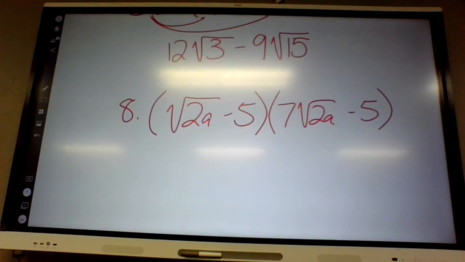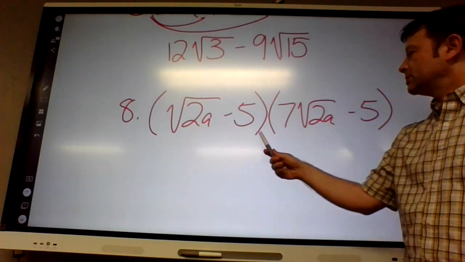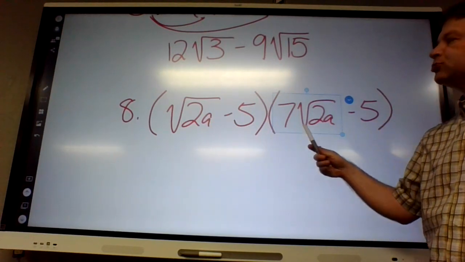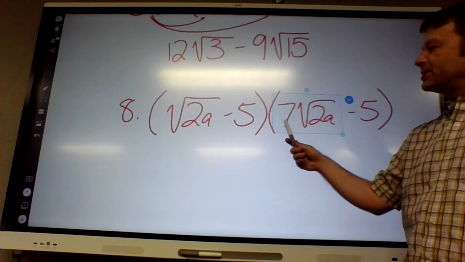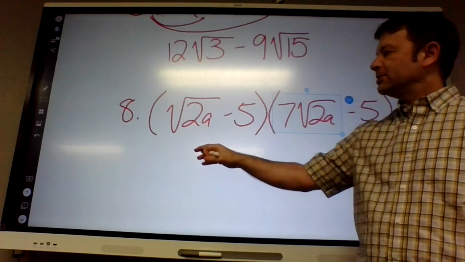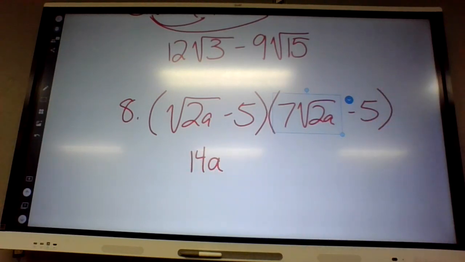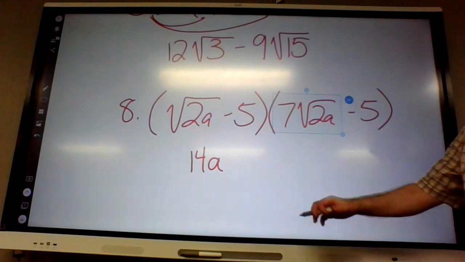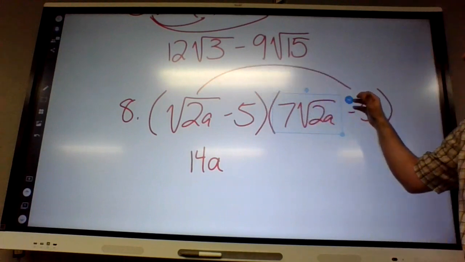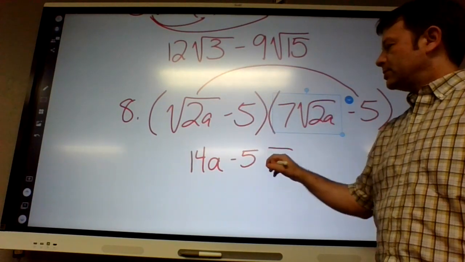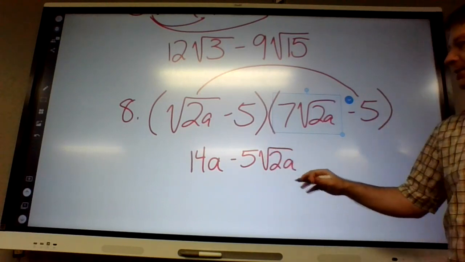Alright, first, what is square root of 2a times square root of 2a? 2a times the 7, 14a. Yeah, anytime you take a square root times itself, it just gets rid of the square root. So that's first. Outside, what's negative 5 times square root of 2a? Negative 5 square root of 2a. It does not really do anything.